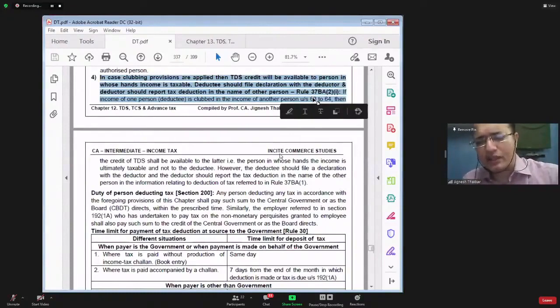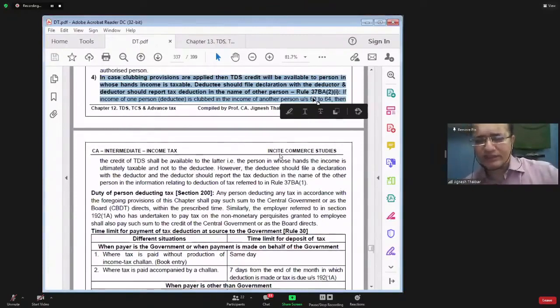Whereas TDS is deducted in the name of the minor, and income is not taxable in the hands of the minor. Therefore, the minor's income might be zero, and whatever TDS is deducted against his name, he will have to claim as a refund. So in the same family, the parent has to pay tax and the minor is going to get the refund.